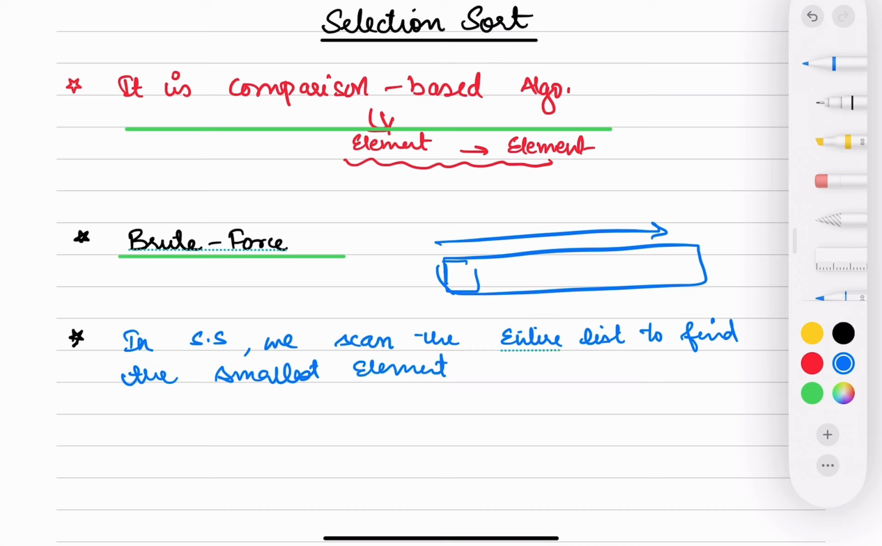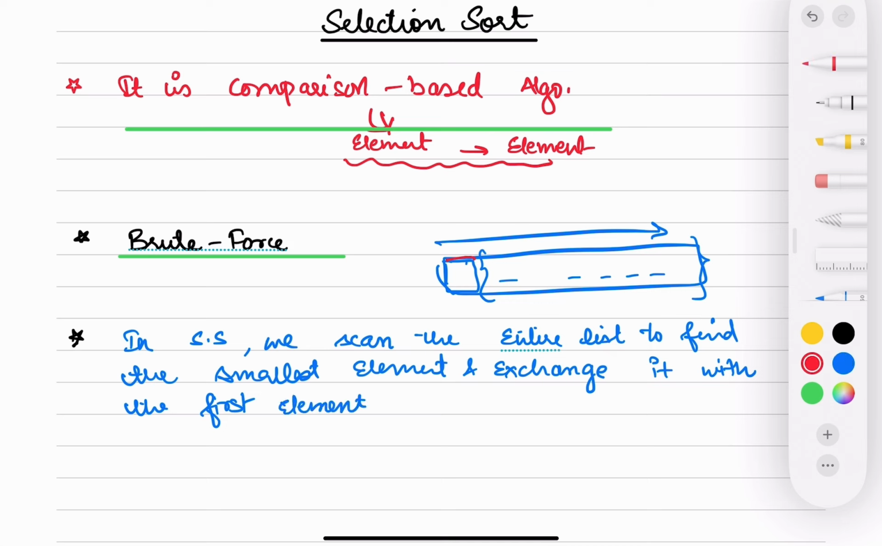For example, I will get started with the first element, and from there I'm going to iterate through all the elements, find the smallest element, and exchange, that is swap, it with the first element. So in the first iteration, I'll take the first element, iterate through the whole array, figure out the least element present in that array, and swap it.